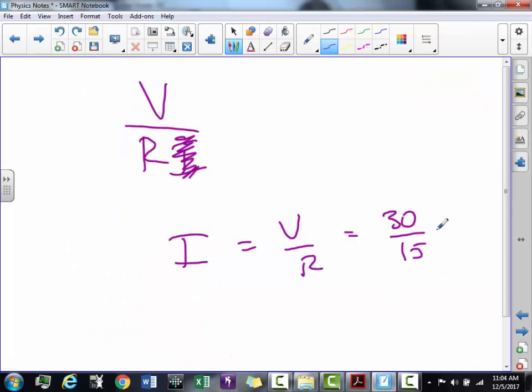I'm not even sure you need a calculator for this one. But if you do, you need 30 divided by 15. 2. One more thing, though. You should tell me what unit it is in. Current is measured in A, which is known as an amp.